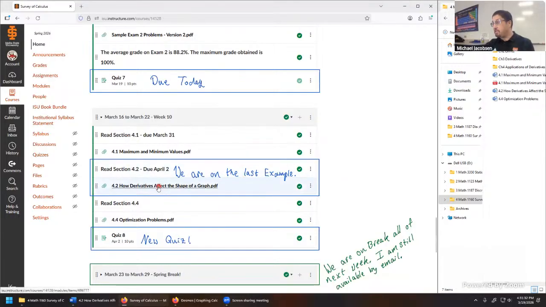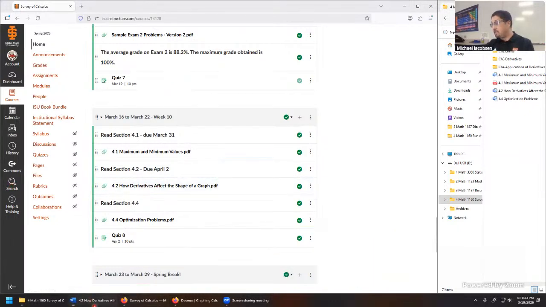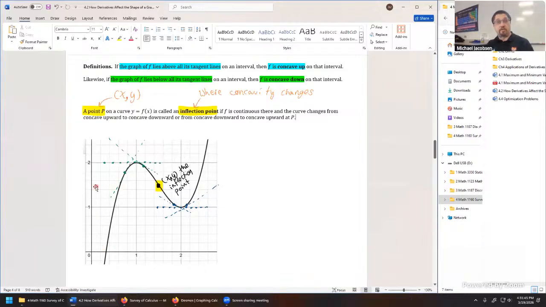So in section 4.2, we're looking into how the first derivative can help us find local minimums, local maximums. Then we went into issues of concavity. We found how the second derivative can help us to address when a curve is concave up versus concave down.